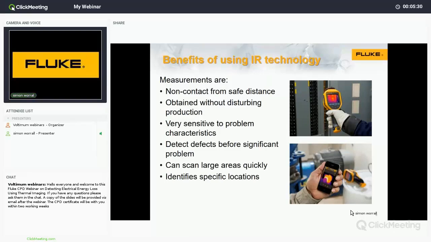When using thermal imaging, as you're going to see in slides to come, they're very sensitive to problem characteristics, and it's very easy to identify some faults just by the picture and how it looks. You can detect problems way before they become more significant.